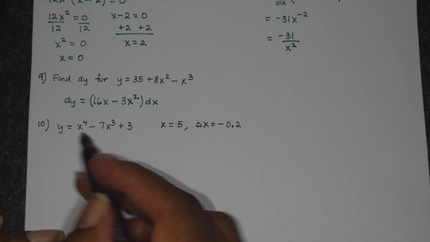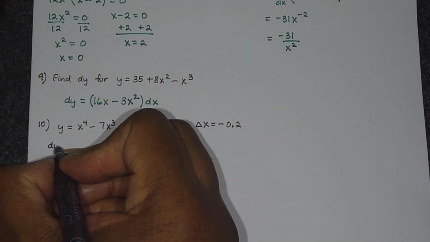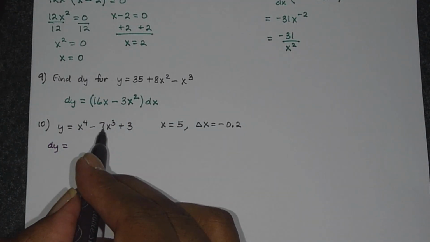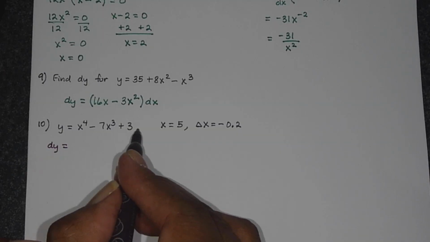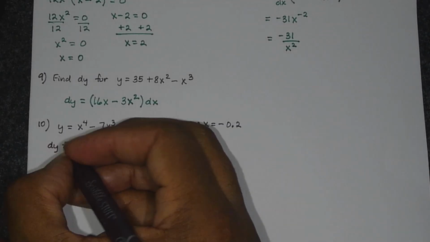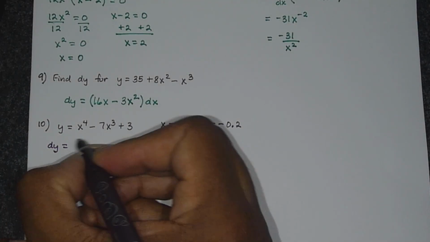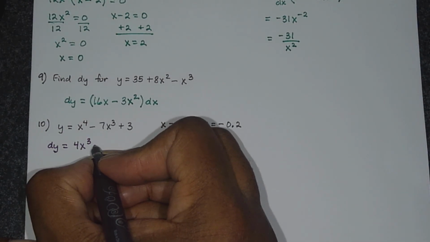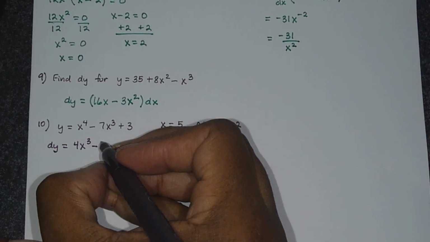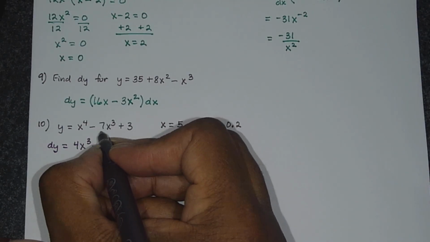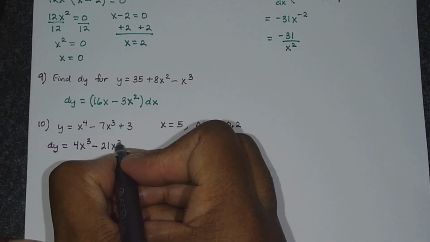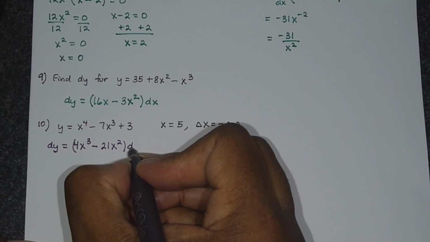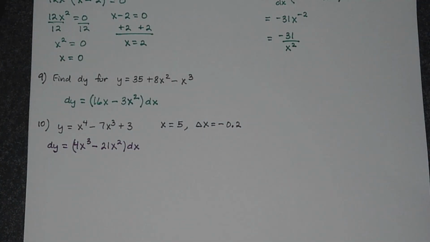So let's first find out what dy is going to be by taking the derivative of each and every term here and then putting dx on the end. So the derivative of x to the 4th will be what? 4x to the 3rd, and then minus the derivative of 7x cubed, 21x squared. And then we're going to include dx. All right, so that's what dy is going to be: 4x cubed minus 21x squared, dx.